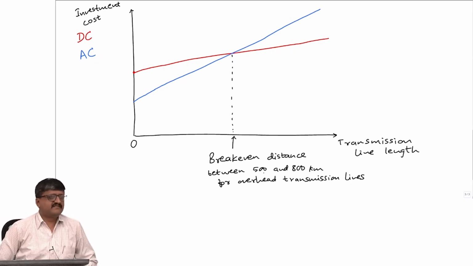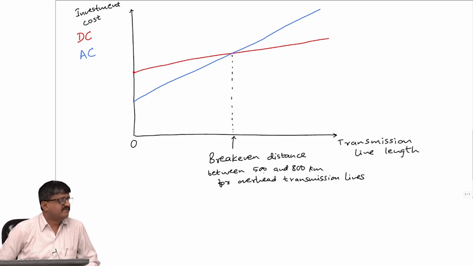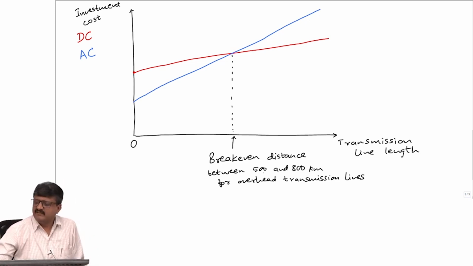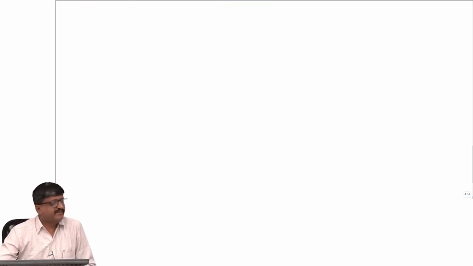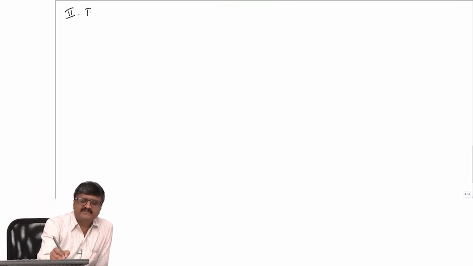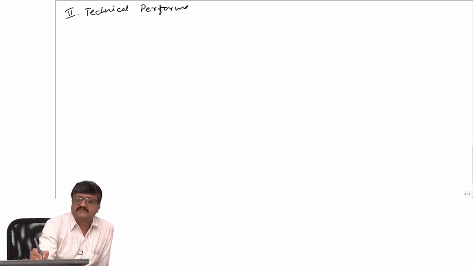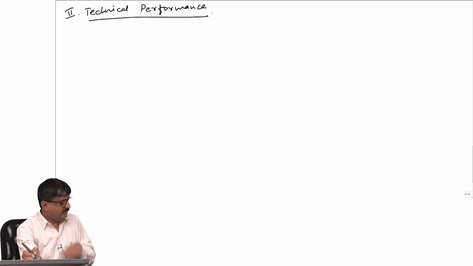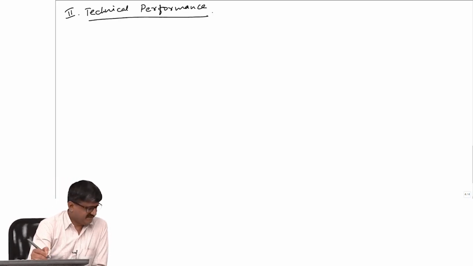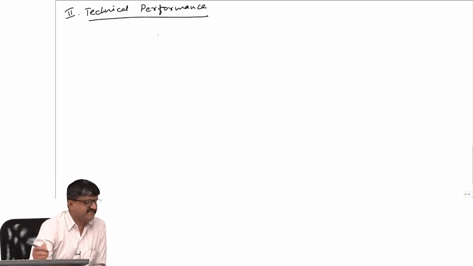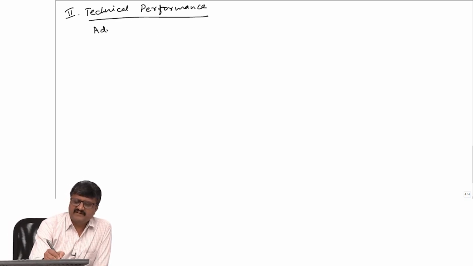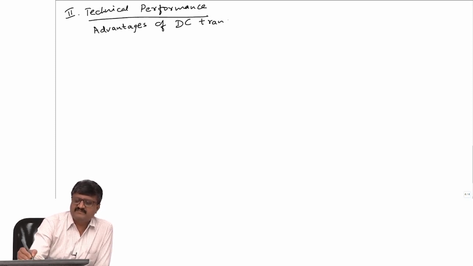So the break even distance decides the choice. The distance is given to us. If the distance is below the break even distance, we go for AC. If it is above that, we go for DC, as far as economics is concerned. Now let us do a comparison based on technical performance. When it comes to performance, DC actually has many advantages over AC. So let us look at the advantages of DC transmission over AC transmission.